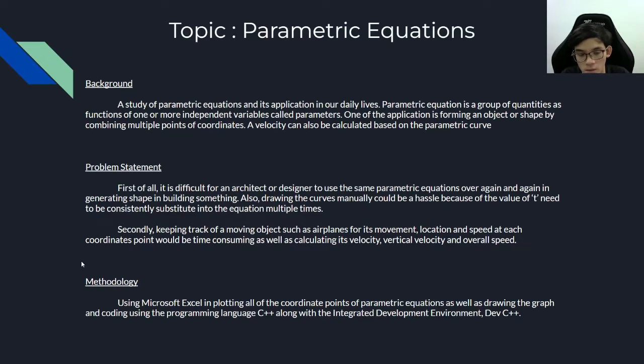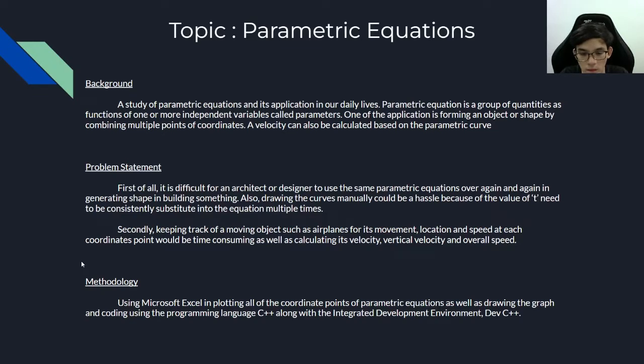Because first of all, it is difficult for an architect or designer to use the same parametric equations over and over again in generating shapes in building something. Also, drawing the curves manually could be a hassle because the value of t, which is time, needs to be consistently substituted into the equation multiple times.